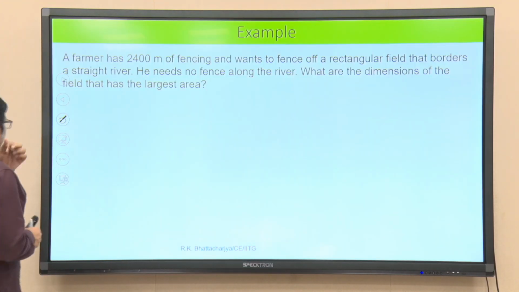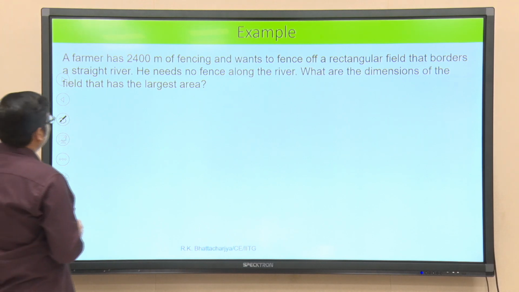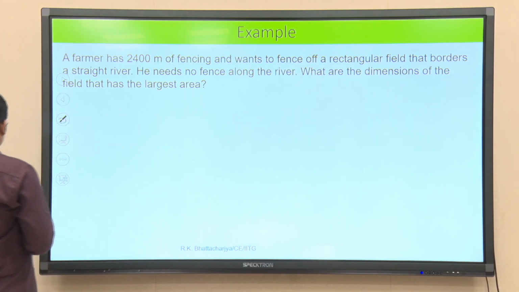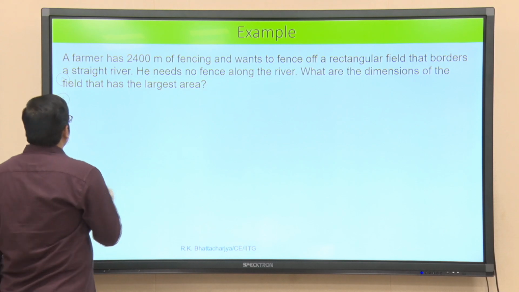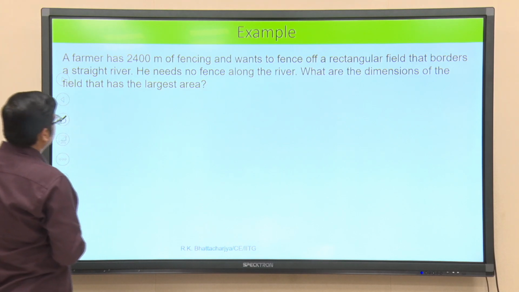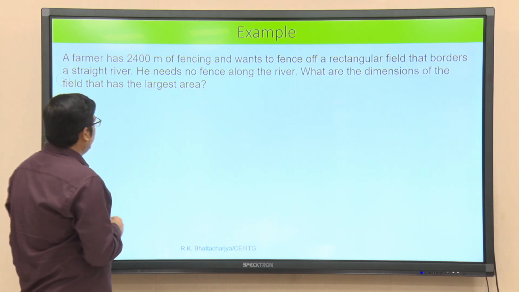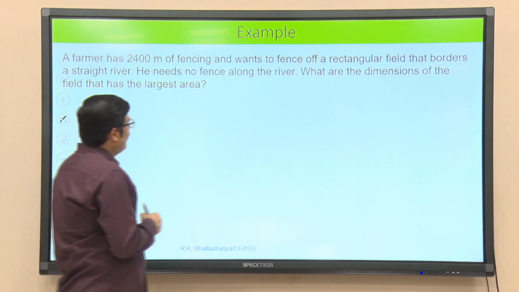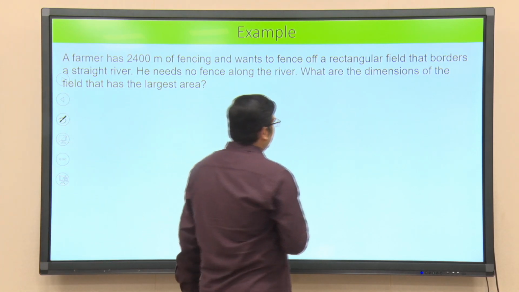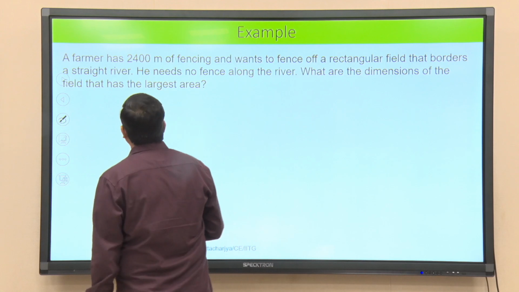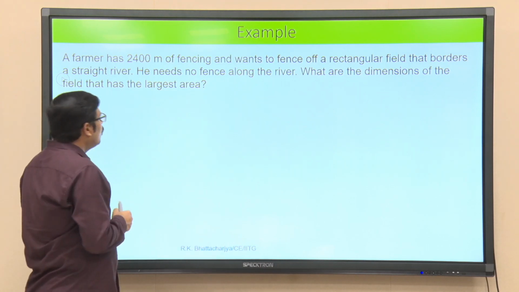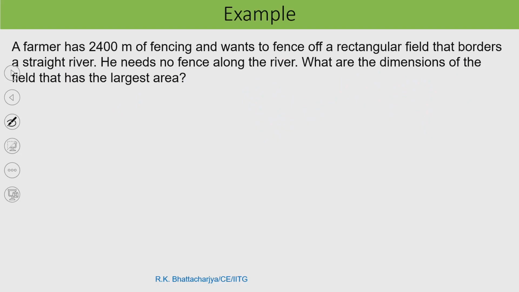Now, let us take an example problem. So, this is a simple example problem. A farmer has 2400 meters of fencing, and wants to fence a rectangular field that borders a straight river. He needs no fence along the river. What are the dimensions of the field that has the largest area?